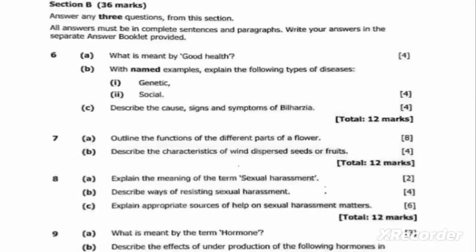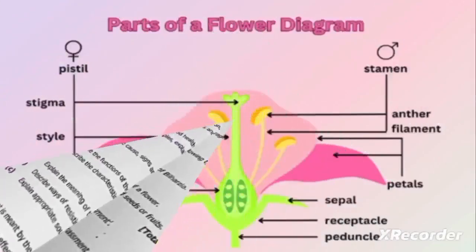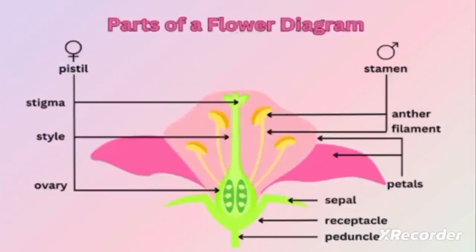Now let us move on to the next question, which is question 7. Question 7, the question reads, outline the functions of the different parts of the flower. The question is carrying 8 marks. So before we outline the function, let us identify the parts of the flower.